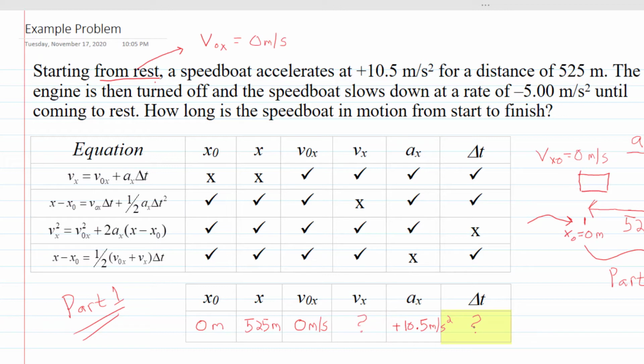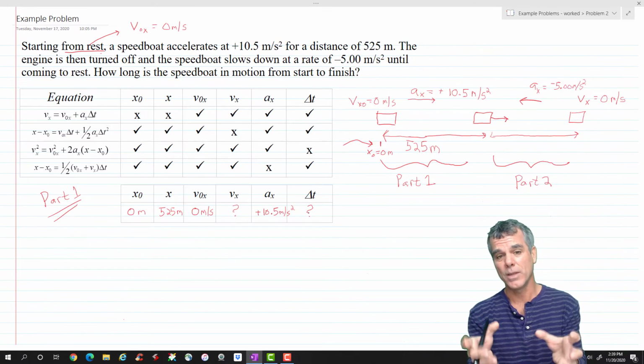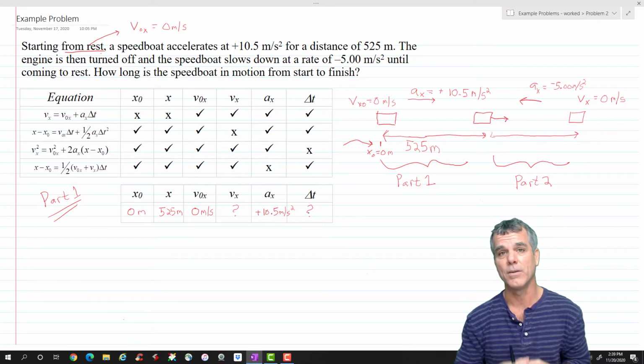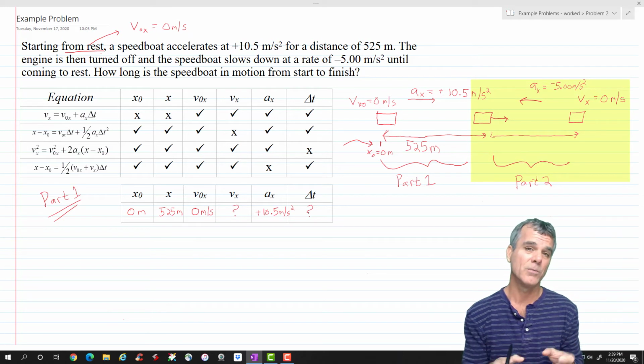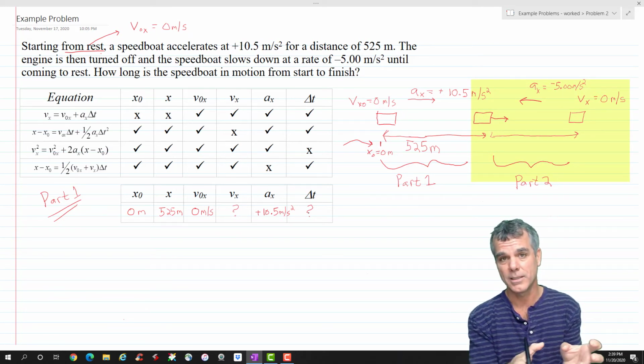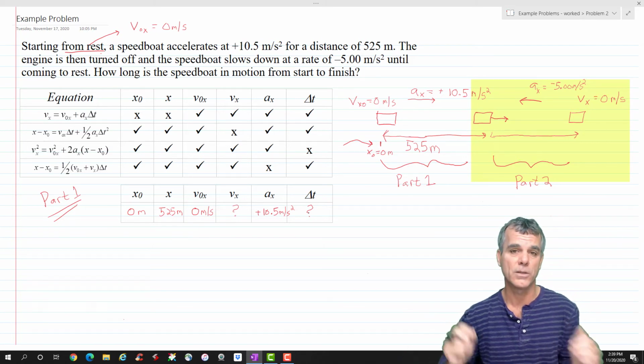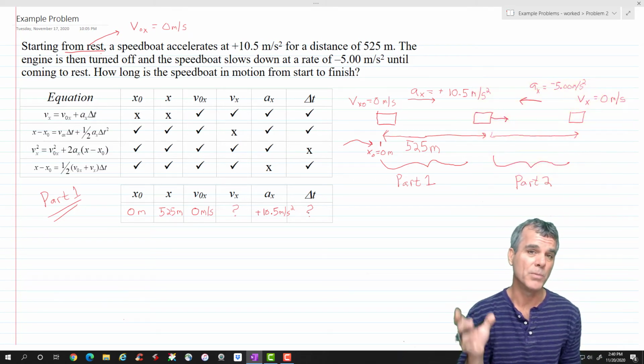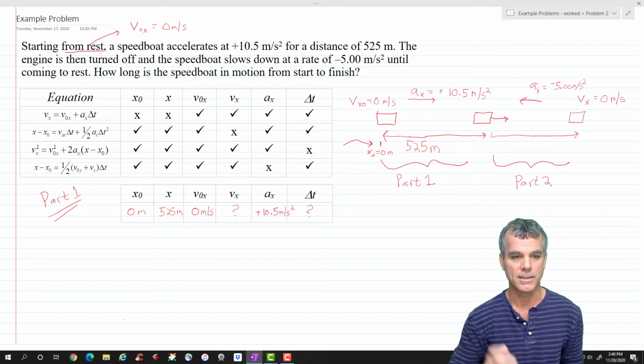Now, I'm definitely going to need the elapsed time in order to get the total time from start to finish. But do I need the final velocity at the end of 525 meters? The answer is yes, because in the second part, whatever that velocity was at the end of 525 meters, that's going to be our initial velocity for part 2, where it starts at that velocity and then slows down until coming to rest. So I'm going to need both vx and delta t.